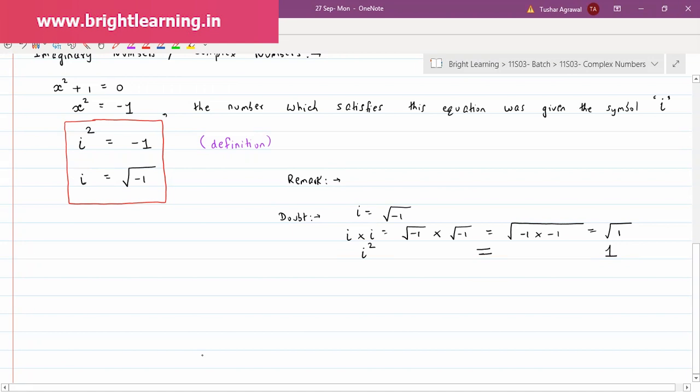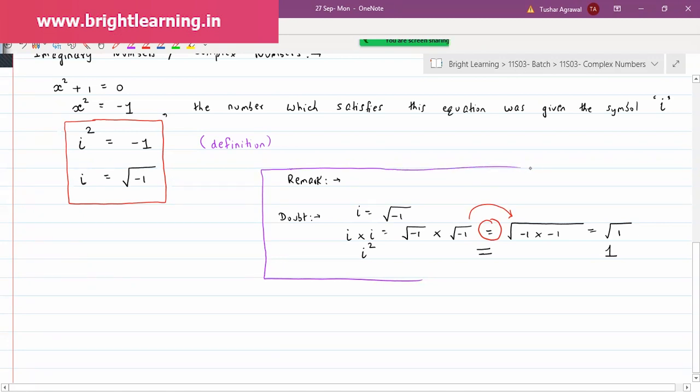So what is the mistake, sir? The mistake is at this stage: under root -1 times under root -1 equals under root of (-1)(-1). This equality is incorrect. Just write this remark and I will tell you the laws of why this equality is incorrect. So don't go with i square being equal to 1. i square equal to -1 is the definition. No question in that.